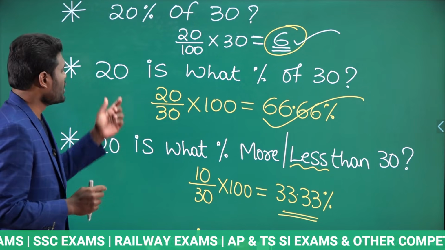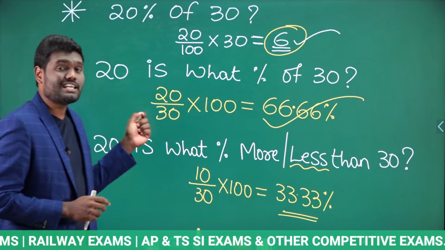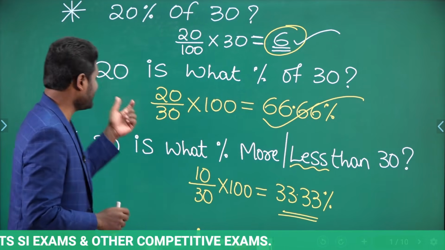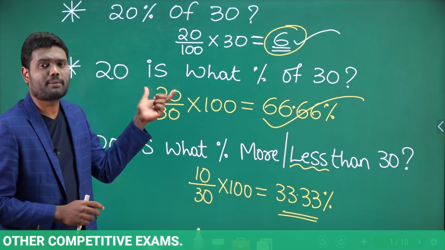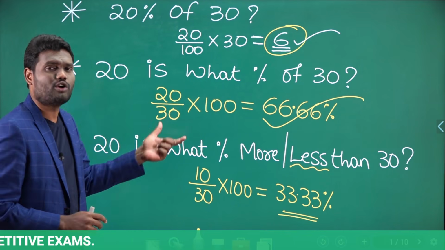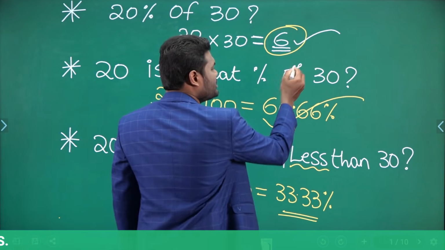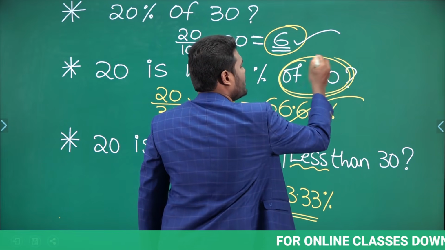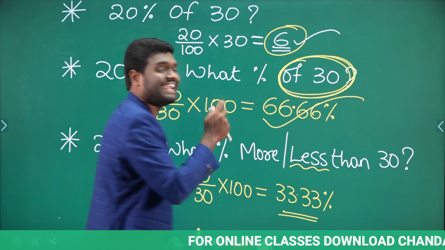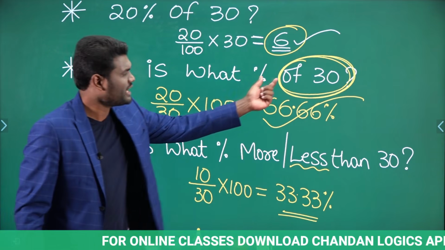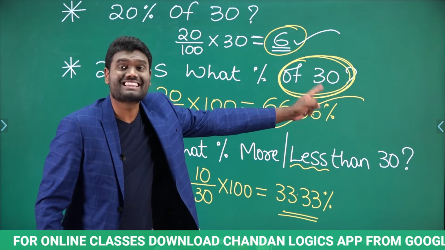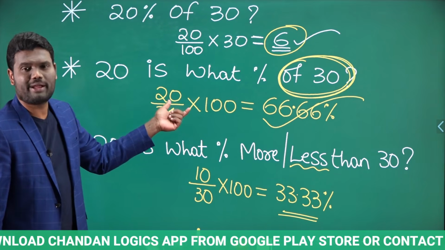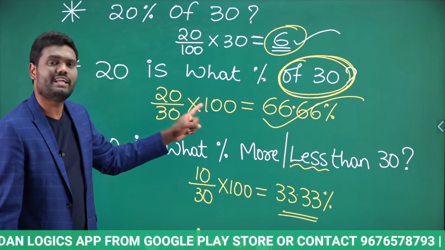Simple. Observe here. Whenever you have x is what percent of y, which is the same as 20 is what percent of 30, whatever value is going to come after "of", you will take it as the denominator. If you look here, after "of" I got 30. So 30 is going to be my denominator and 20 will be my numerator. So 20 by 30 into 100.